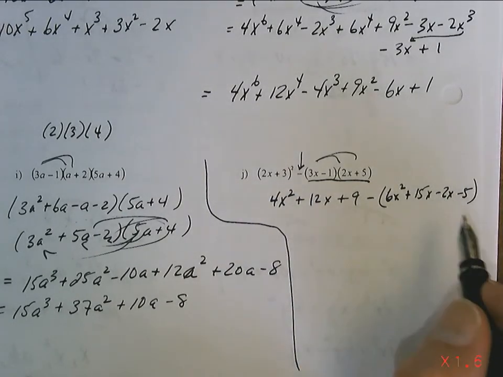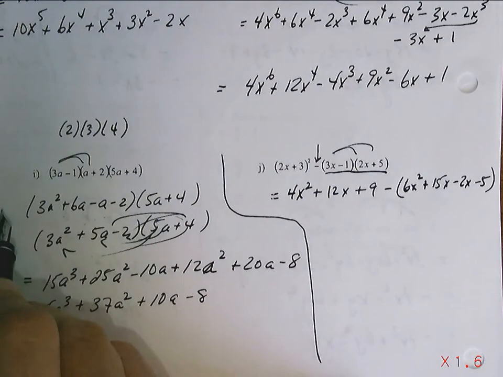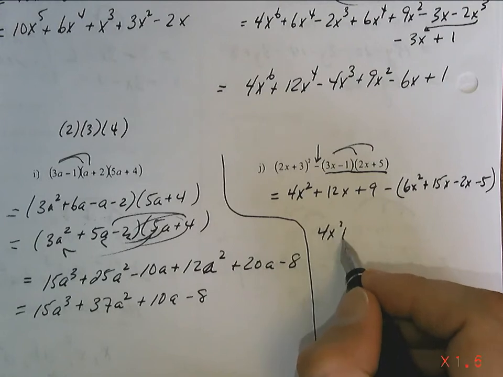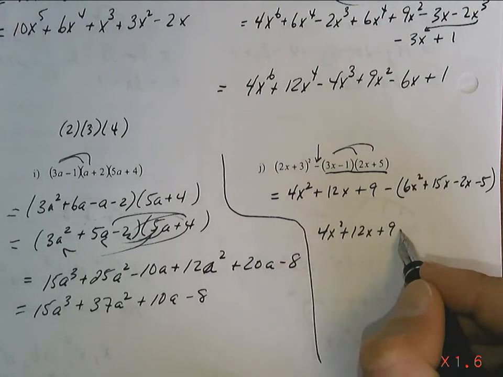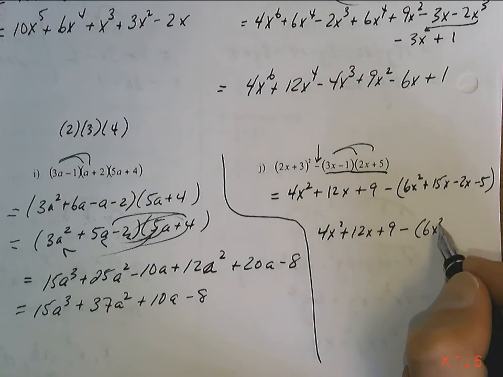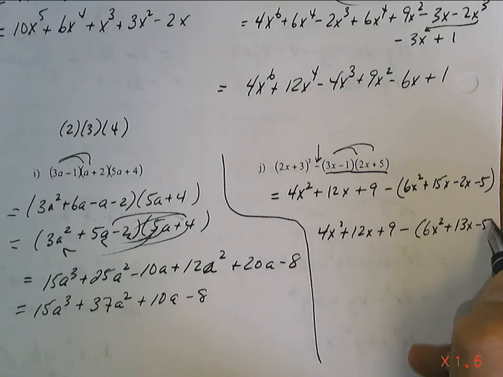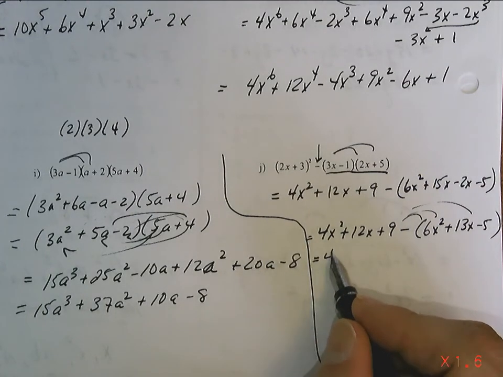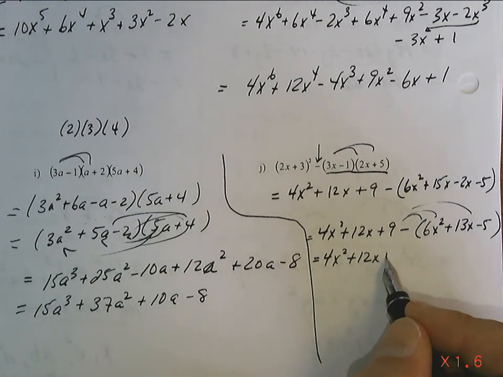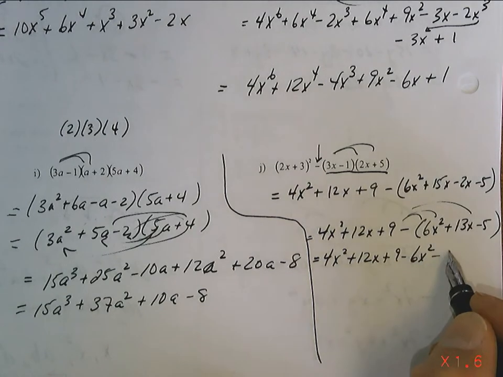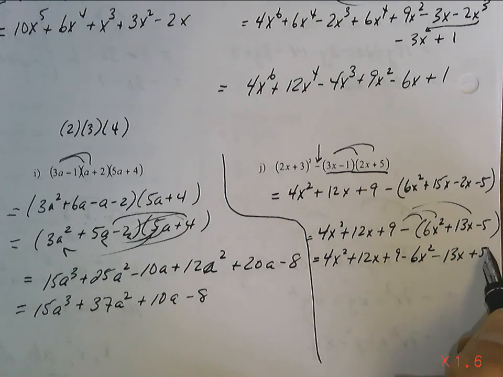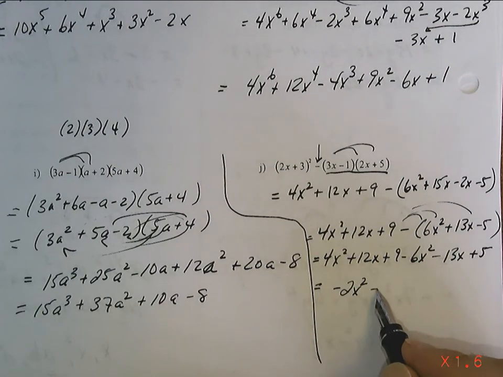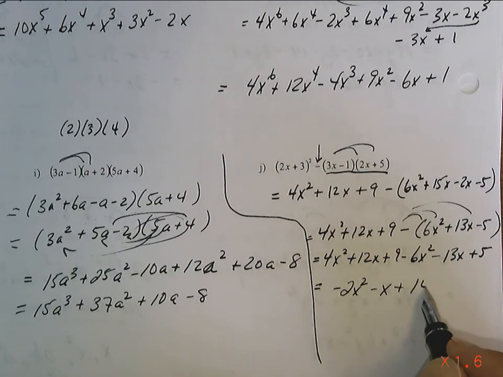So again, I think I'm going to clean this up first. Put my equal sign. Oops, I forgot some equal signs. Go back and put them in. It's going to be 4x squared plus 12x plus 9. Subtract. I guess that's 6x squared plus 13x minus 5. Now I'm going to take the negative in. So it's going to be 4x squared plus 12x plus 9 minus 6x squared minus 13x plus 5. So now it's going to be negative 2x squared minus x plus 14.